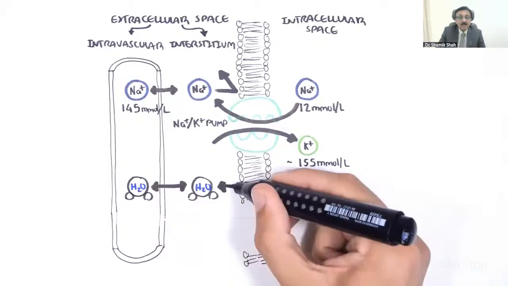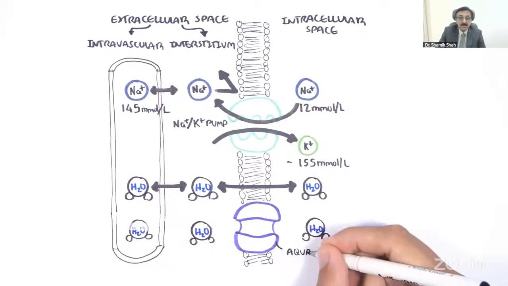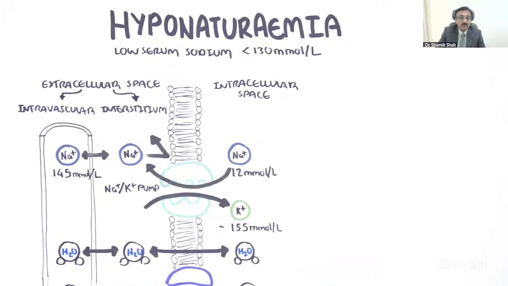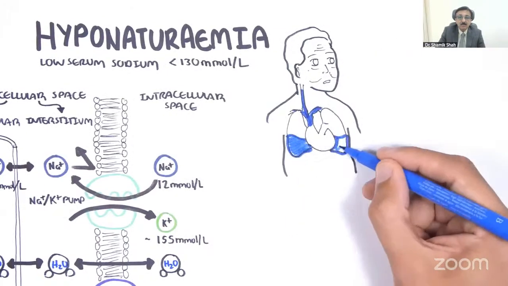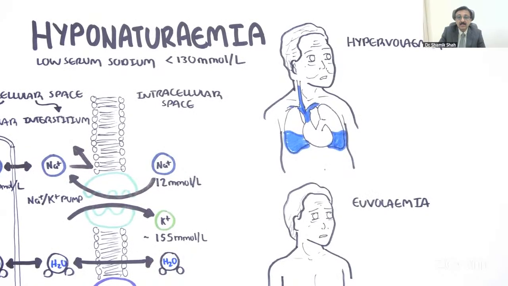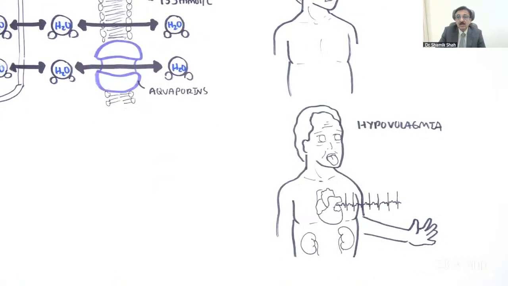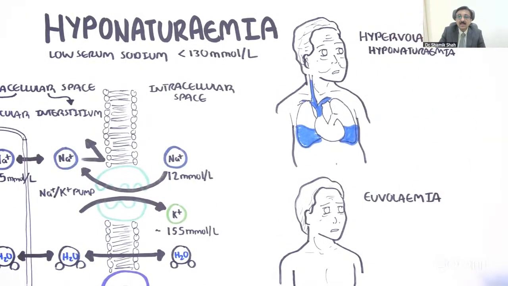At the same time, we know that water freely moves across the cell membranes, and in places where it cannot move, there are channels called aquaporins, which will help in movement of water across the various compartments, so that the osmolality remains same on all sides. Now, when we are talking about hyponatremia, then there are three clinical scenarios where we will see hyponatremia. So hypervolemic, euvolemic, or hypovolemic hyponatremia. And this will help us in discussion of the various conditions which can cause hyponatremia.